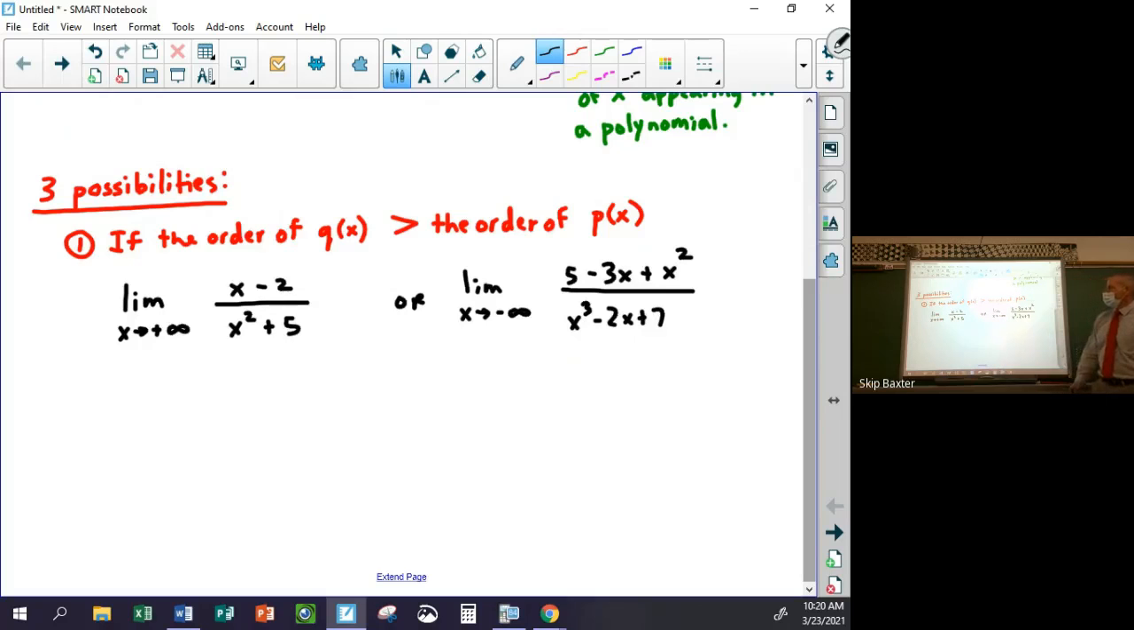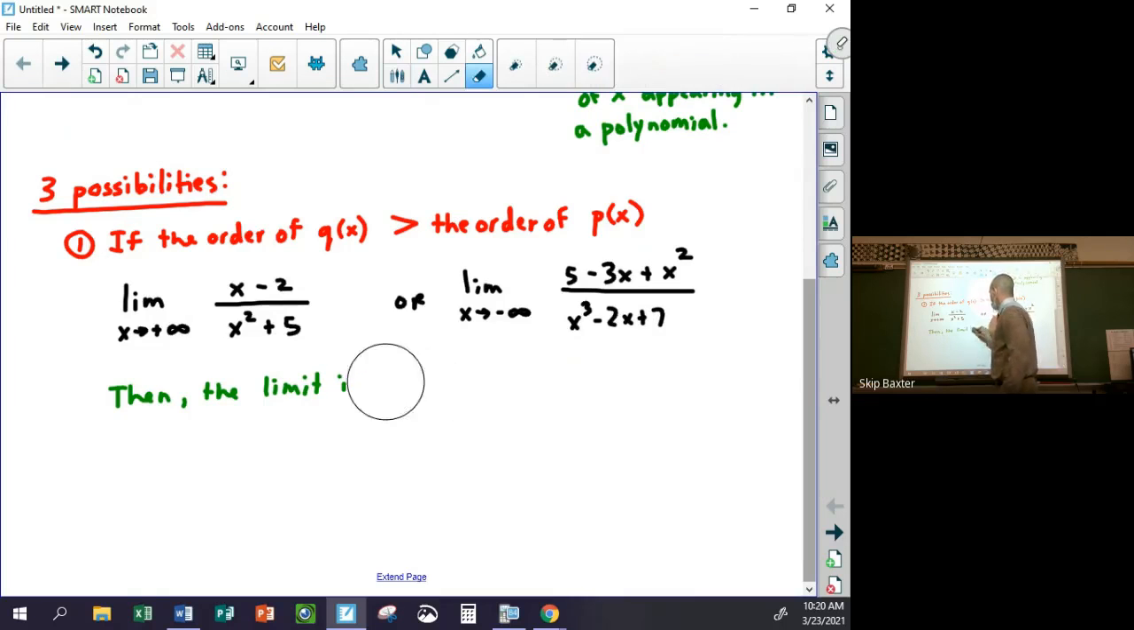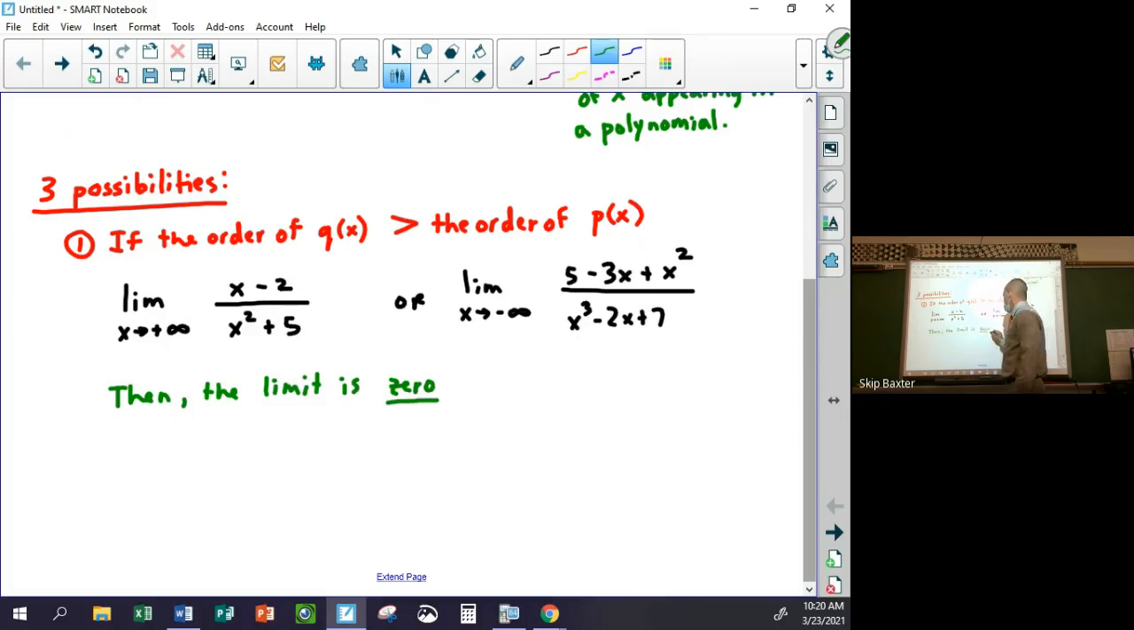Okay? So here's the deal. If the order of Q of x is greater than the order of P of x, then the limit is 0. That's it. Every time. So this limit is 0. This limit is 0. And I know that just because the bottom has a higher power than the top. Now let's think about why this is true. There's a really analytical way of thinking about it, and then there's just an intuitive way of thinking about it. Let's think about it the intuitive way.